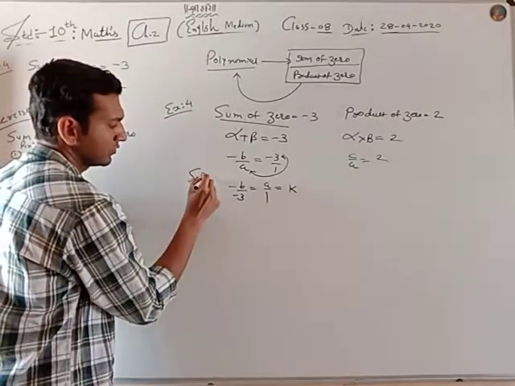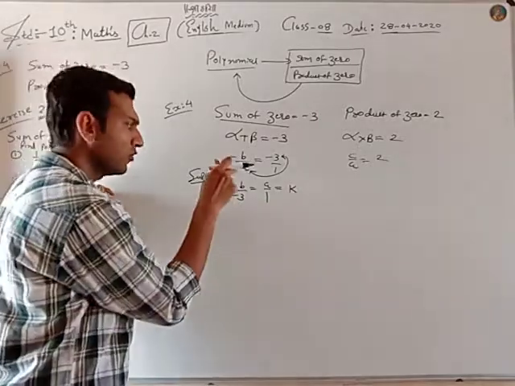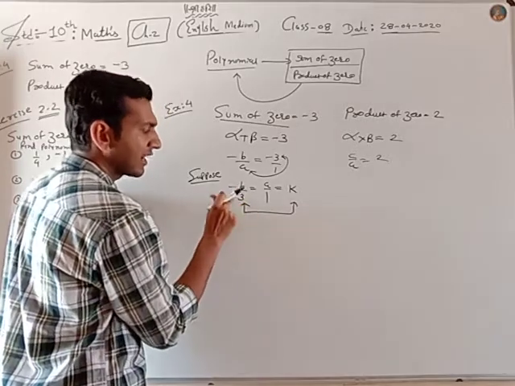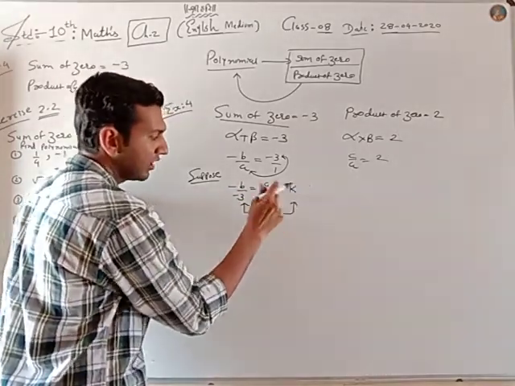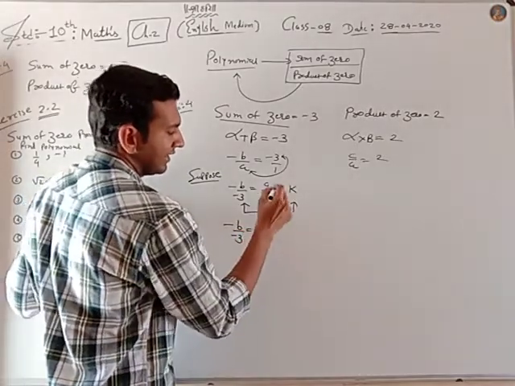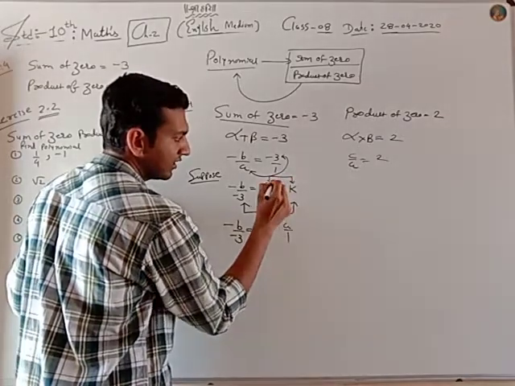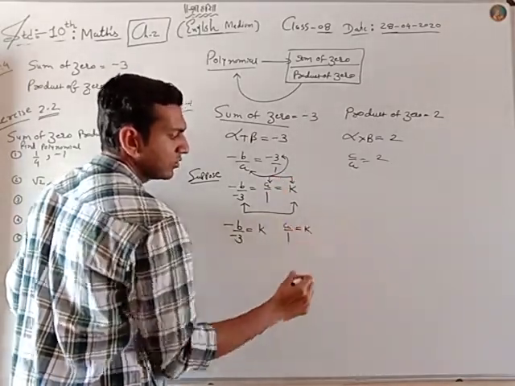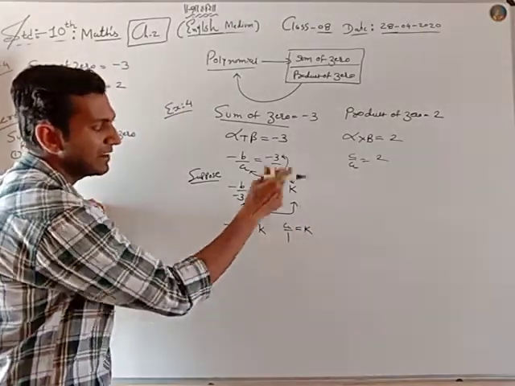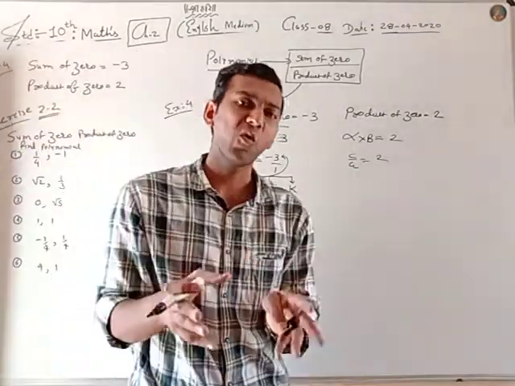Suppose this is equal to k. Now I want to find b in terms of k, so I take the first term equal to the third term: minus b by -3 is equal to k, and in the second case the second term and third term: a by 1 is equal to k. I want to find a, b and c, which are the coefficients.